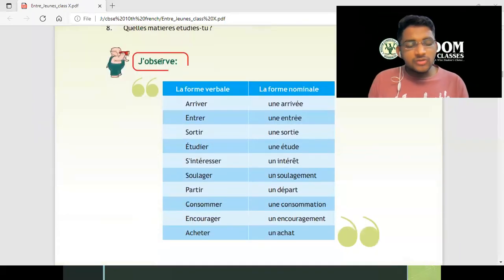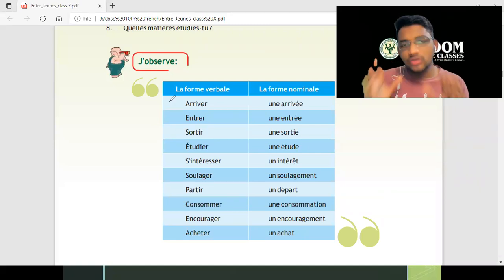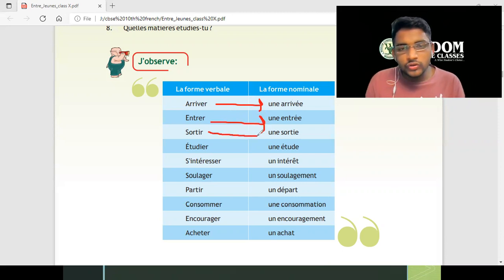The next thing is, students, let's observe something. They have given us a few verbs in 2 columns over here. The first column consists of verbs and the second column has the noun form of those particular verbs. So arriver is to arrive and une arrivée is arrival. Entrer is to enter, une entrée is entrance. Sortir is to go out, une sortie means exit. So this is exit over here.